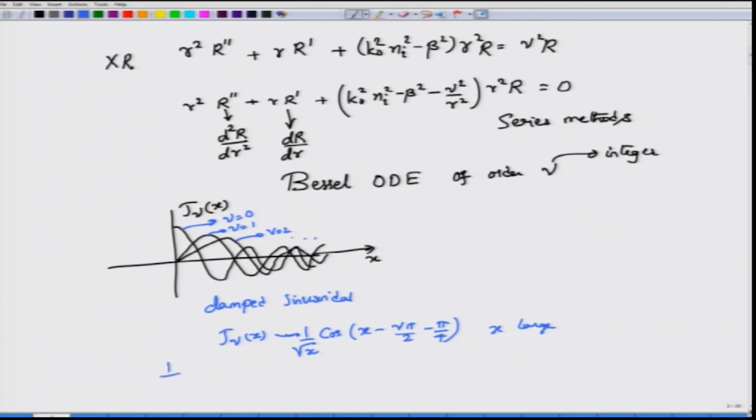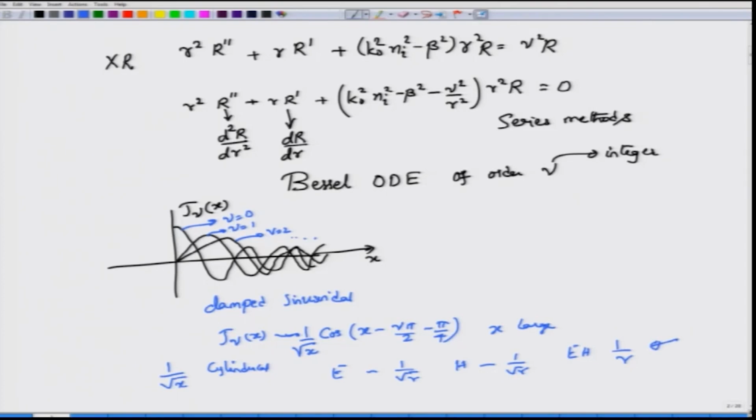This 1 by root x is a characteristic of assuming cylindrical waveguides, because when the electric field goes as 1 by square root r and the magnetic field goes as 1 by square root r, together the product E H, which would be your Poynting vector, I am not writing the vectors, I am just giving you the basic idea, will go as 1 by r, right. So, this is the characteristic of a cylindrical waveguide system.